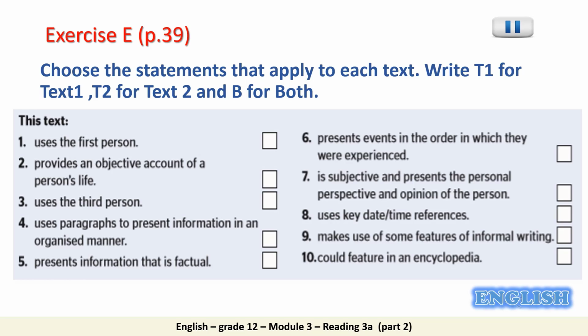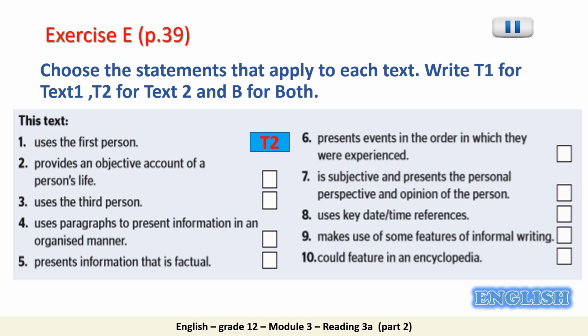Now let's correct. Number 1. If you look at the 2 texts, you will figure out that one text is written in the first person, so it is text 2. Very good. Here, Salman is talking about himself, so he has to use the pronoun I.